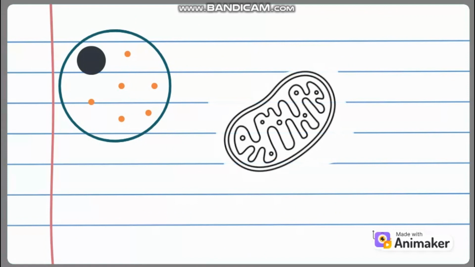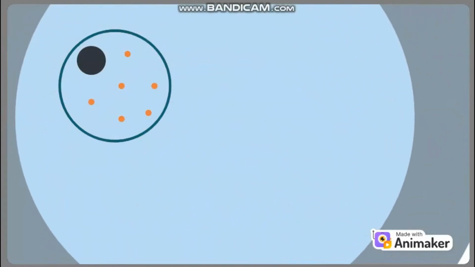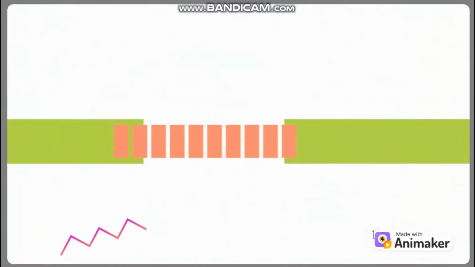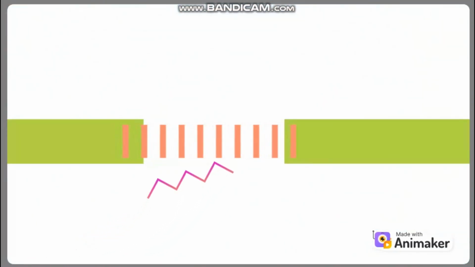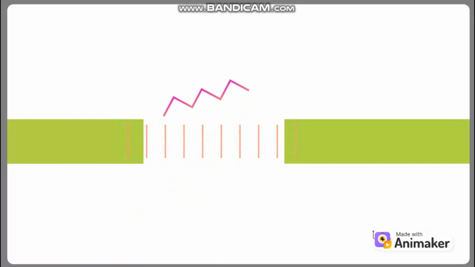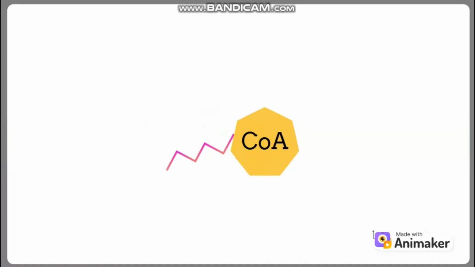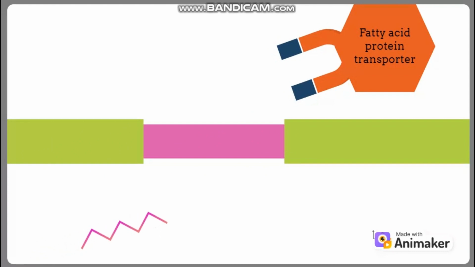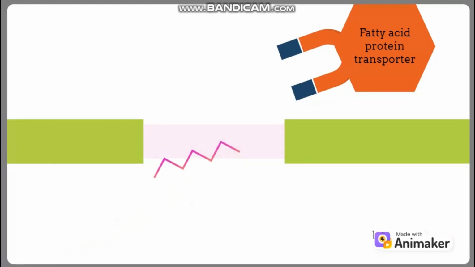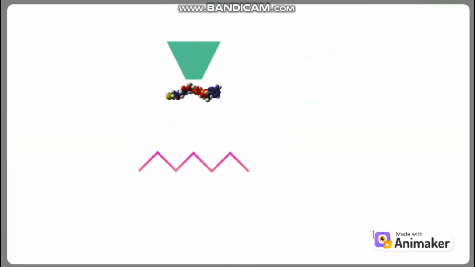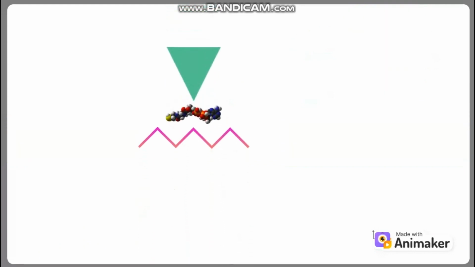Let's have a closer look at this process in a eukaryotic cell. For beta-oxidation to take place, fatty acids must first enter the cell through the cell membrane, then bind to coenzyme A, forming acyl-CoA. First, fatty acid protein transporters allow fatty acids to cross the cell membrane, as the negatively charged fatty acid chains cannot cross it alone. The enzyme fatty acyl-CoA synthase adds a CoA group to the fatty acid chain, converting it to acyl-CoA.